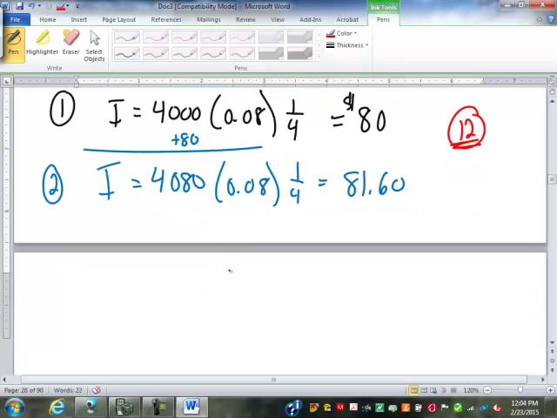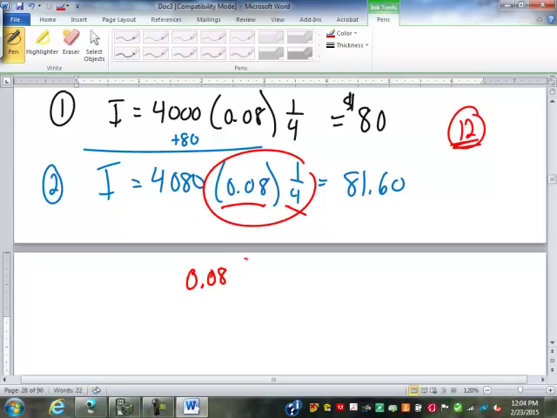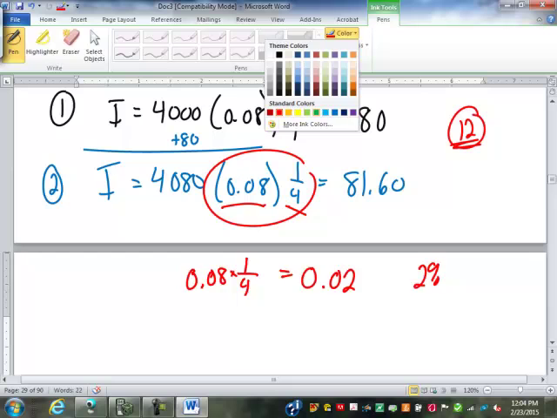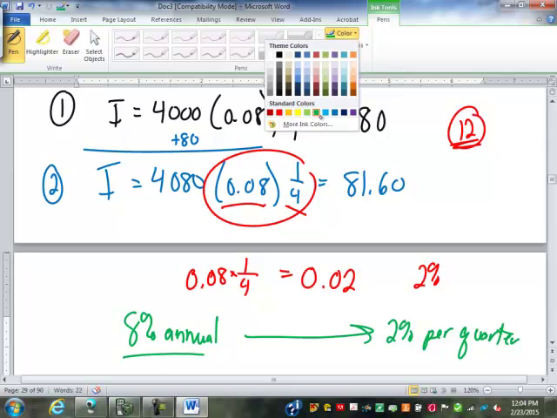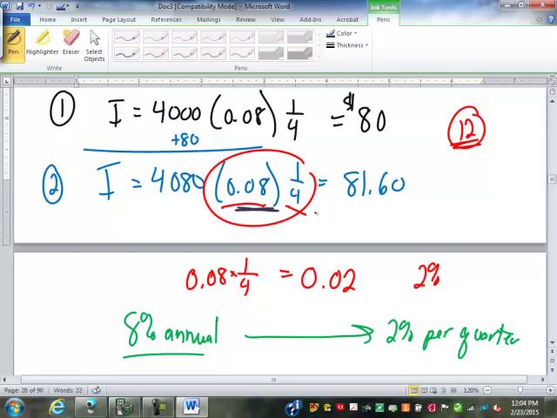First thing I'm going to look for is right here. This is the rate times the time. 0.08 times 1/4 comes up to 0.02 or 2%. And that makes sense a little bit because the 8% is annual. Since it's divided up into quarters, 8 divided by 4 would be 2. That's 2% per quarter. So at the end of each quarter, they find that 2% and add it into the account. And at the end of the year, that accounts for 8%, or actually slightly more because of the compounding.